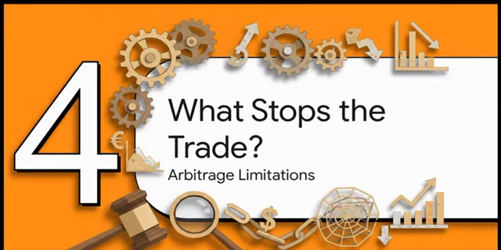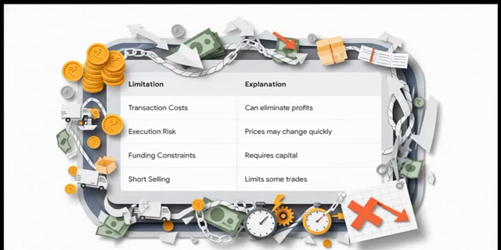And this brilliantly illustrates our next point. Section 4, what stops the trade? Let's just pump the brakes for a second and bring this back down to reality. Let's say the algorithms actually miss something, or you're looking at a super complex trade. What actually stops an everyday trader from pulling this off? As perfect as the math looks on paper, the real world is messy.